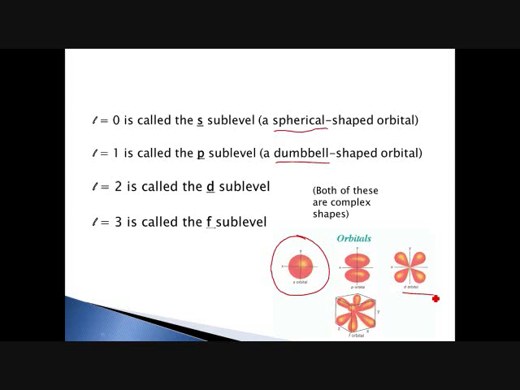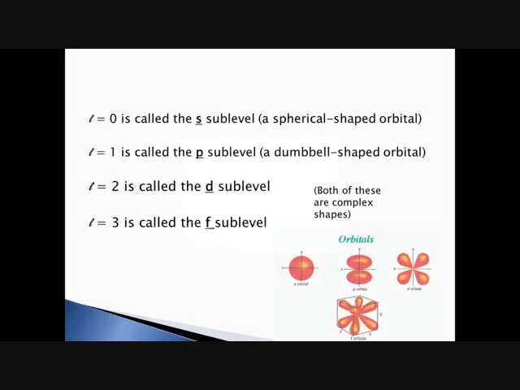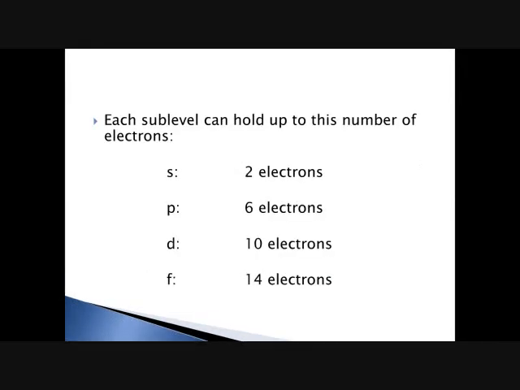Now, in that same area in your notes, because I forgot to put this in, you need to write this next slide down, okay? Every sublevel can hold a certain number of electrons, and this is going to be important for us today and tomorrow. So an S can hold 2 electrons. Remember, you can use the e negative. P's can hold 6 electrons. D sublevels can hold 10 electrons, and F sublevels can hold 14 electrons.